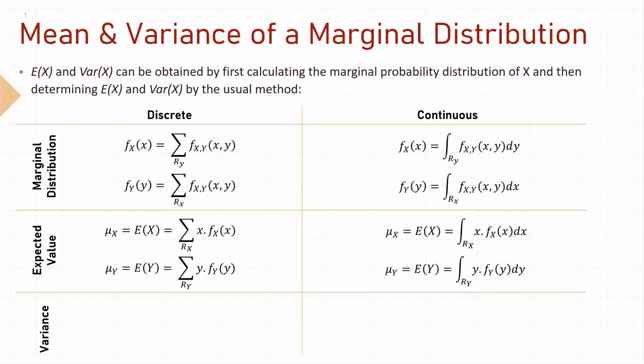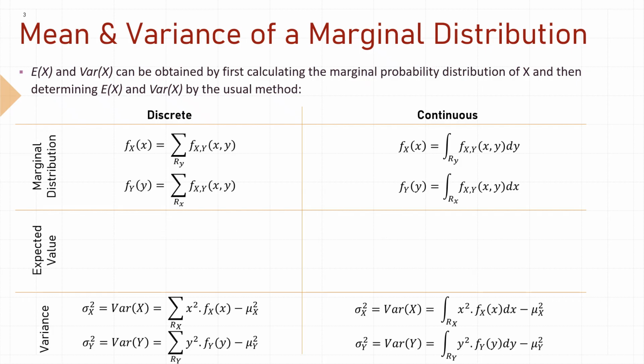Once we have the marginal probabilities, the concept is the same as before. The mean is a probability-weighted average of the variable's values. The variance of a marginal distribution describes how spread out the values of the variable are around its own mean.